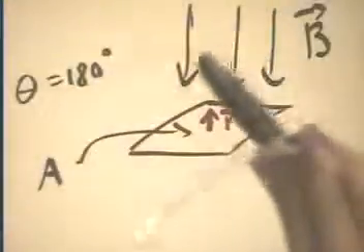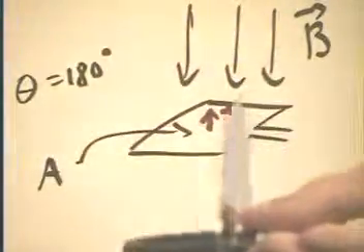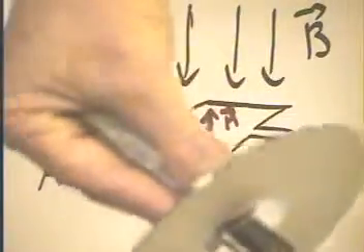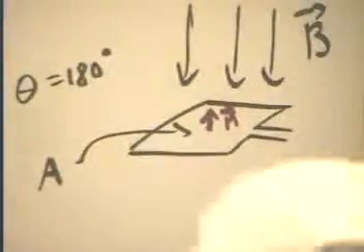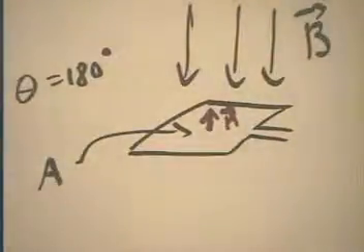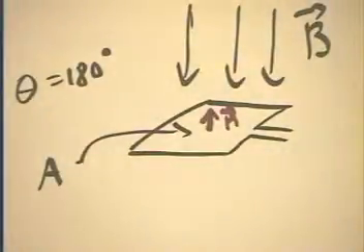Now, as the loop rotates, let's rotate it in this direction. As the loop rotates, the direction of that normal vector reverses. And if we continue rotating around till we come back to the original orientation, the normal vector has gone through a 360-degree rotation.